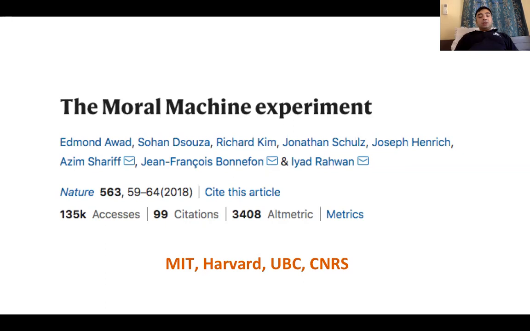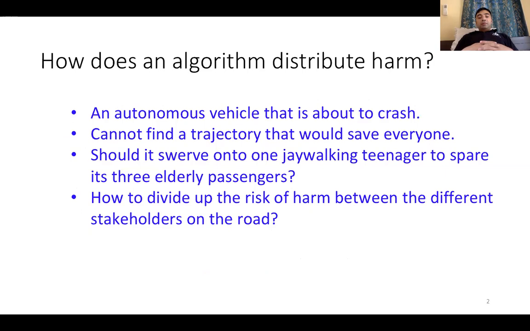The question that the authors started with is kind of an unanswered question. Nobody had even thought that this type of question could exist before the mass proliferation of different types of robots, especially in the context of autonomous vehicles. The question one wants to ask here is, how does an algorithm decide to distribute harm?